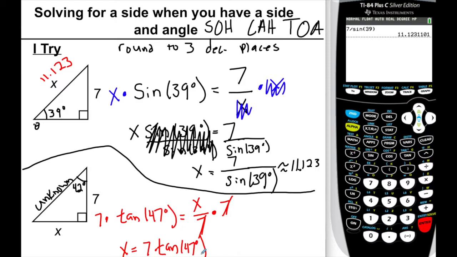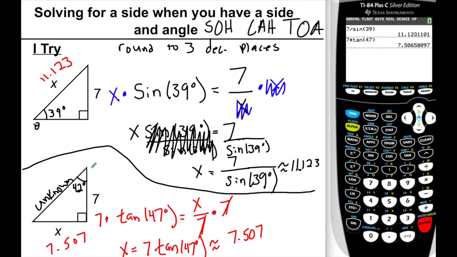Now look, again, I don't know the tan of 47 degrees. So what am I going to do? I'm going to come to my calculator. I'm going to do 7 times tan of 47 degrees. My calculator tells me it's approximately 7.507. Okay? So that means this is approximately 7.507.